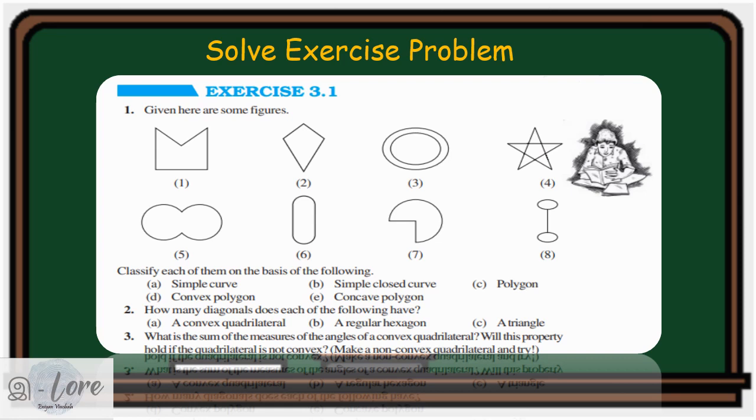The second one: how many diagonals does each of the following have? Convex quadrilateral, concave quadrilateral, regular hexagon, triangle. I hope you know how to draw a diagonal in a given figure. You have to draw it between non-consecutive vertices, find how many diagonals there are, and get the solution to the given problem. Here a regular hexagon is given. Regular means all the sides and angles are equal. Please listen very carefully to work out the problem.